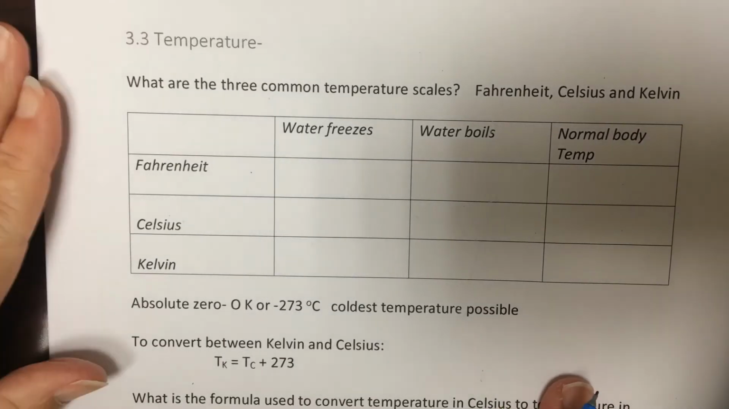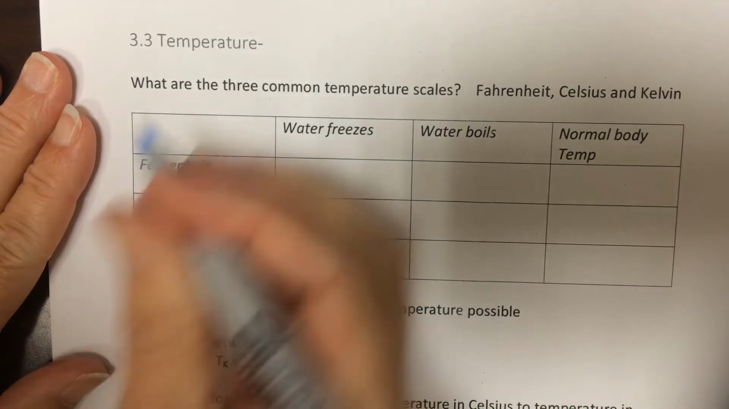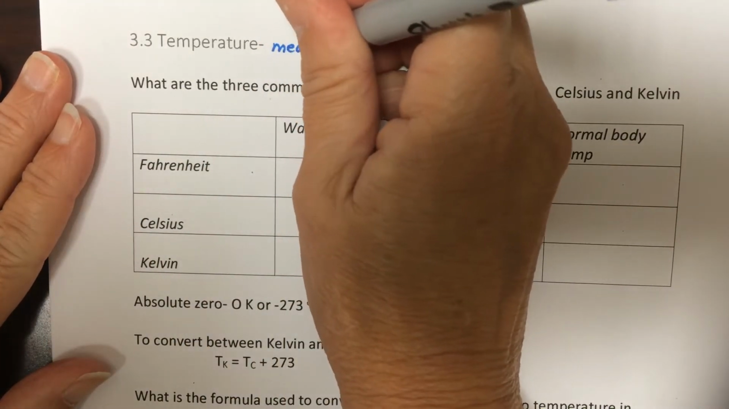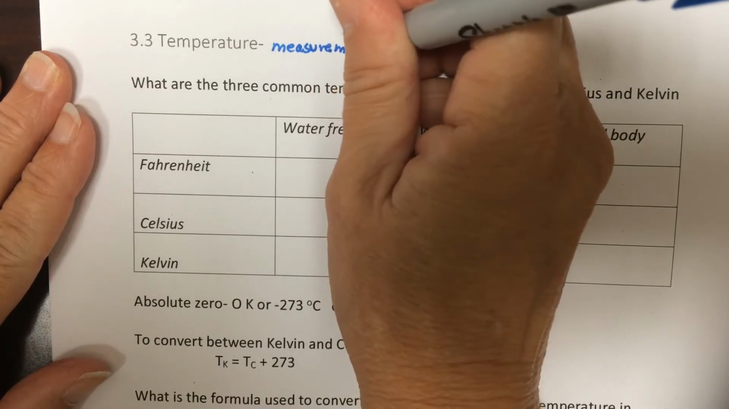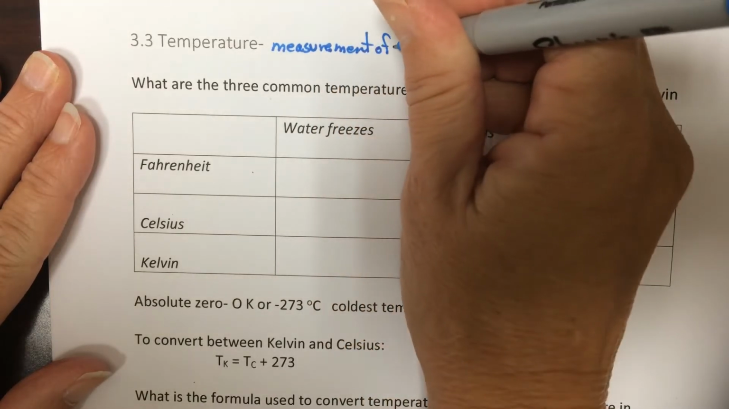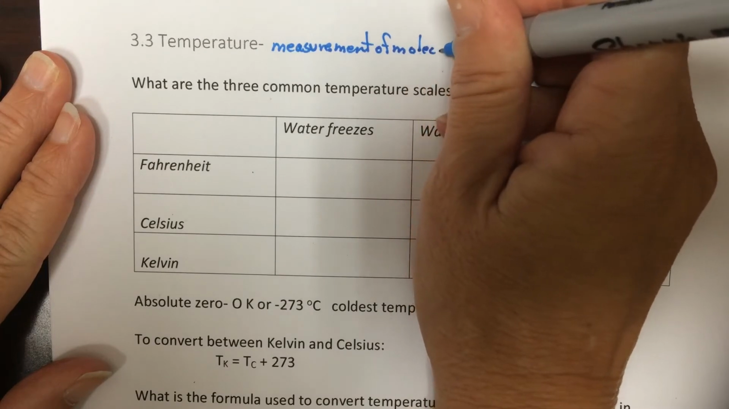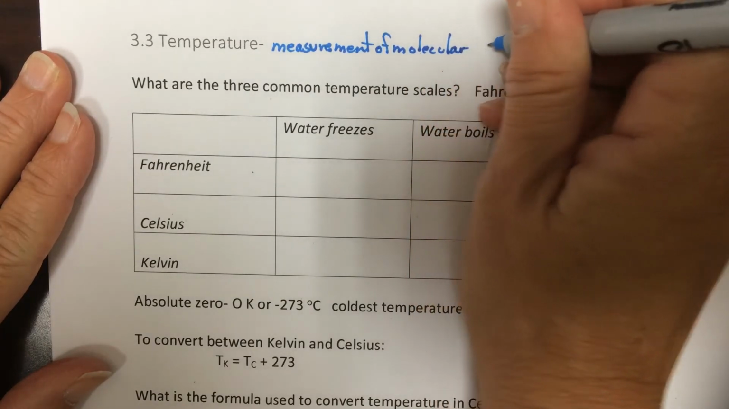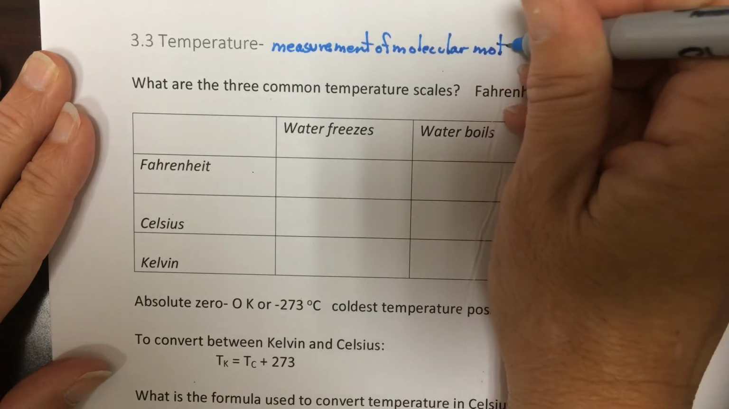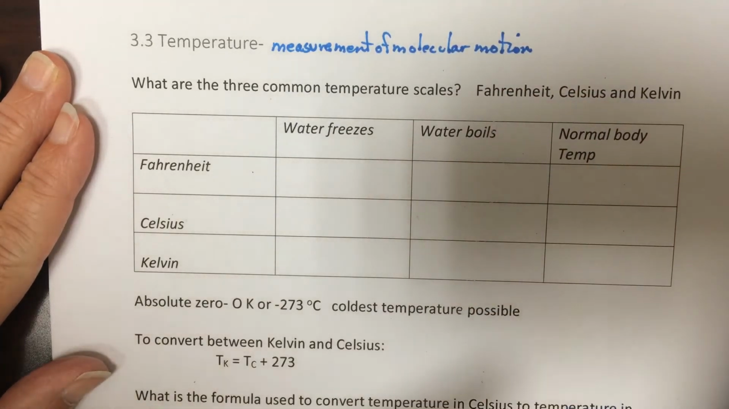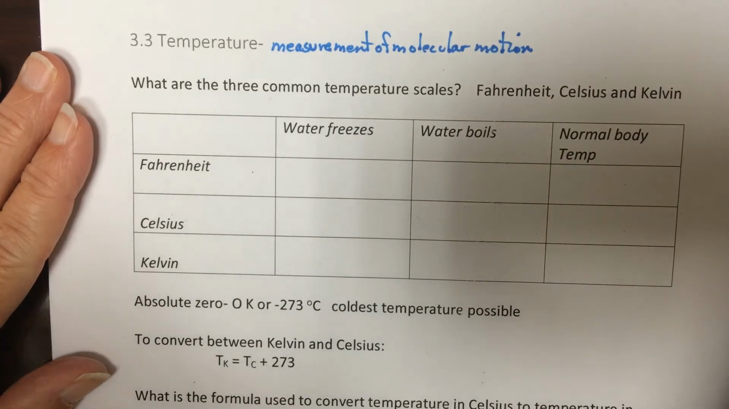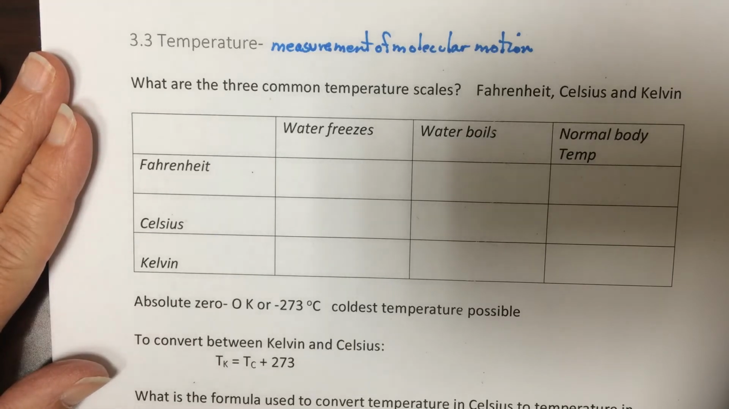Okay, temperature. Temperature is the measurement of molecular motion. So molecules that are moving faster will have a higher temperature. Do not confuse temperature with heat. Heat is a type of energy, and temperature is just the measurement of how fast the molecules are moving.